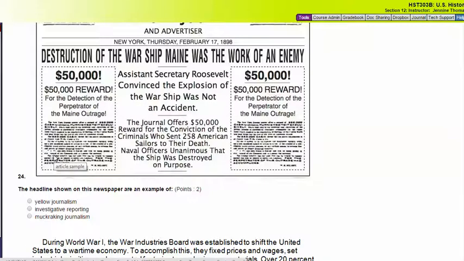The headline shown on this newspaper is an example of yellow journalism, investigative reporting, or muckraking journalism?